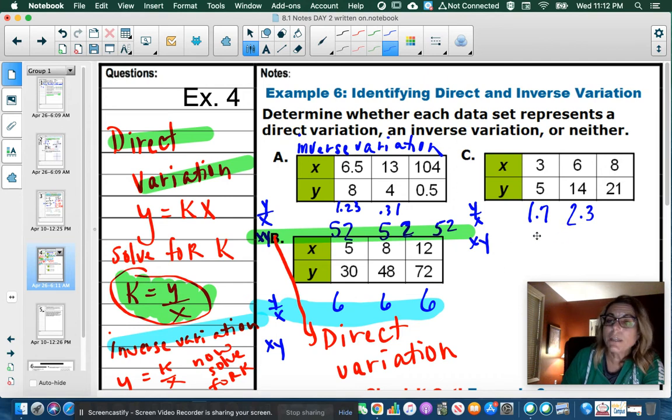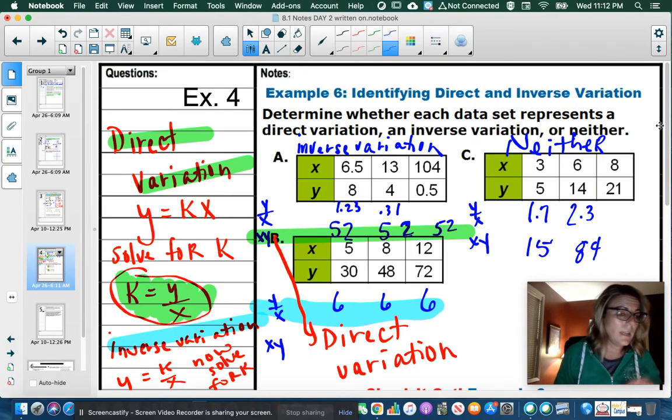So now let's look at the product, x times y. 3 times 5 is 15. 6 times 14 is 84. These are not the same. I don't even have to look at 8 times 21 because since my ratio of y over x is not constant and my product is not constant, that means C is neither. It is not a direct or an inverse variation.